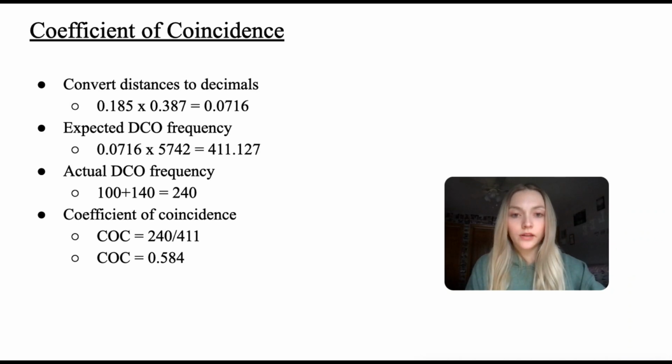Next, we calculate the expected number of double crossovers by multiplying the recombination frequencies. This gives about 411 expected double crossovers. The actual number observed was 240. The coefficient of confidence is 240 divided by 411. This equals 0.584.